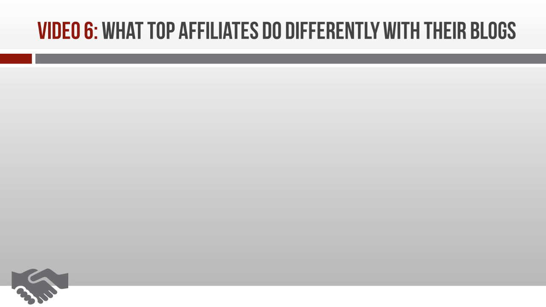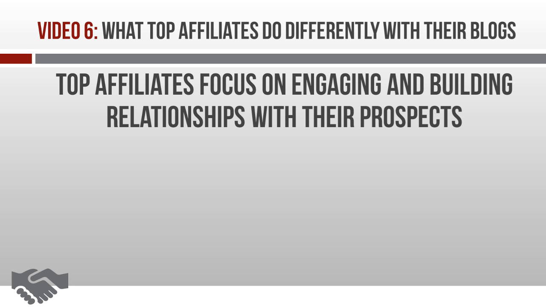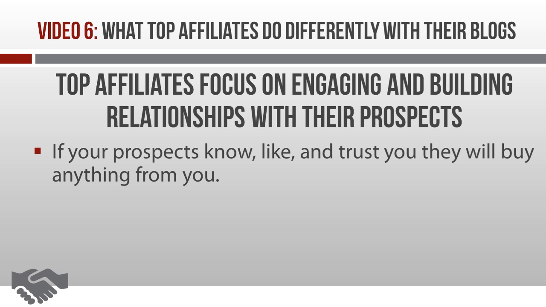Okay? Now, the second thing the top affiliates do differently is they focus on engaging their audience and building a relationship with them. And that's because people buy from those they know, like, and trust. If you can secure these feelings in your prospect, then you're going to be able to sell them anything. The key here is to think infotainment. This is where you offer information while at the same time you're entertaining your readers.